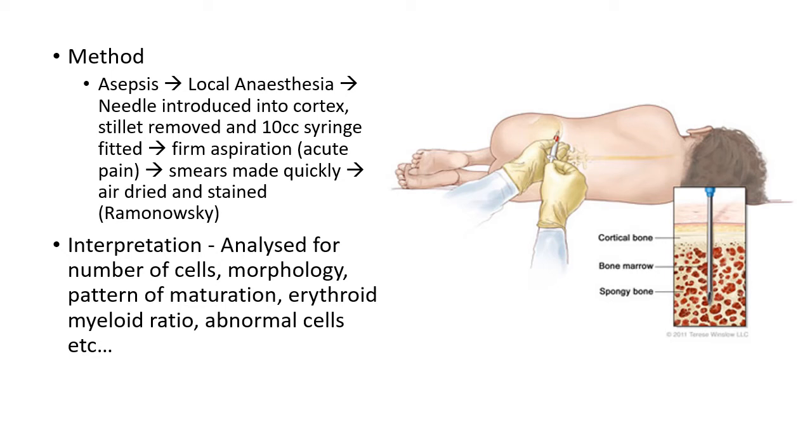The aspirated material is blown onto a glass slide and smears are made in quick succession. The smears should be made without any delay. That should be taken care of. The smears are air dried and stained with Romanowsky stains. Coming to the interpretation, the smears are analyzed for number of cells, the morphology of the cells, pattern of maturation, the erythroid-myeloid ratio, the presence or absence of abnormal cells, etc.